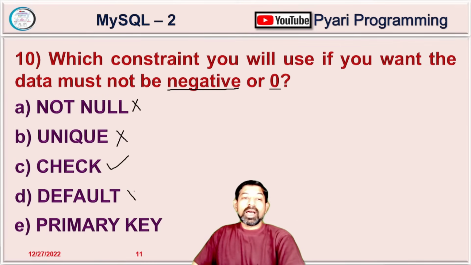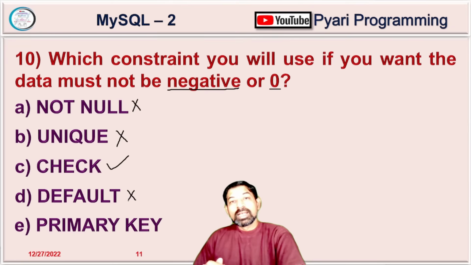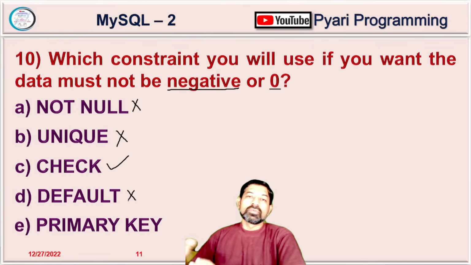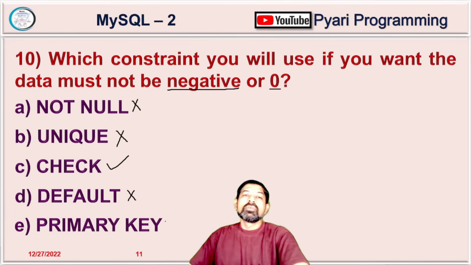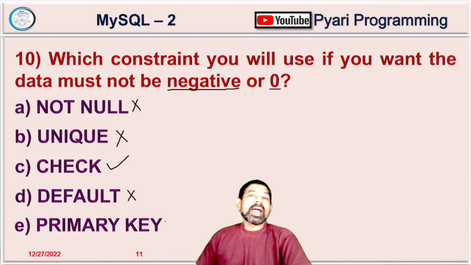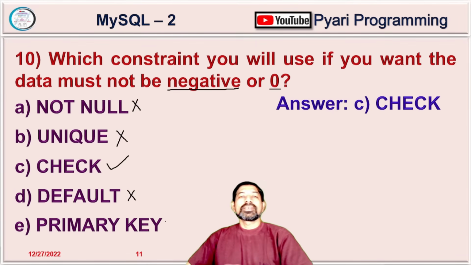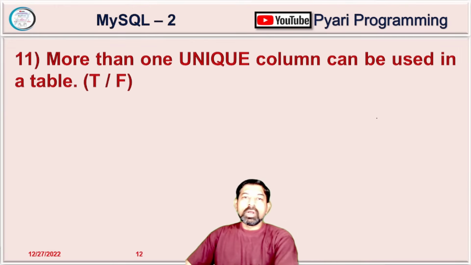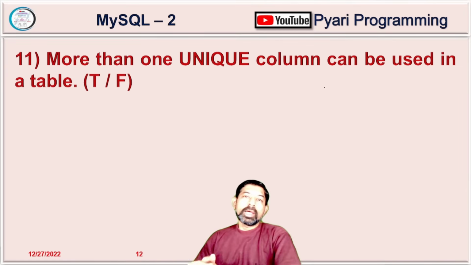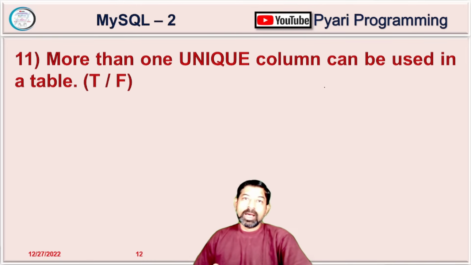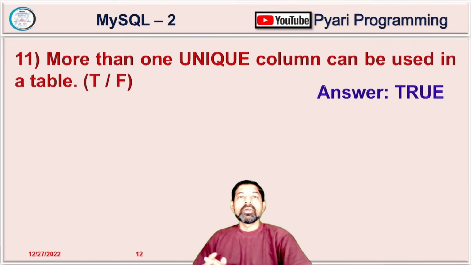DEFAULT cannot be, because if the user wants that the quantity is common for all the rows, that is 10, in that case we can use default. Primary key cannot be, because it is not talking about uniqueness and it is not talking about uniquely identifying a record either. So yes, it is CHECK. Now it says that more than one unique column can be used in a table. Now this is asked in true or false: can you give the unique constraint to more than one column in a table? Yes, we can. Already I told you, we cannot have more than one primary key in a table, but we can have more than one unique column.